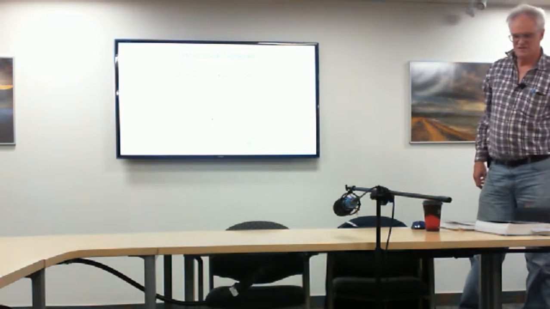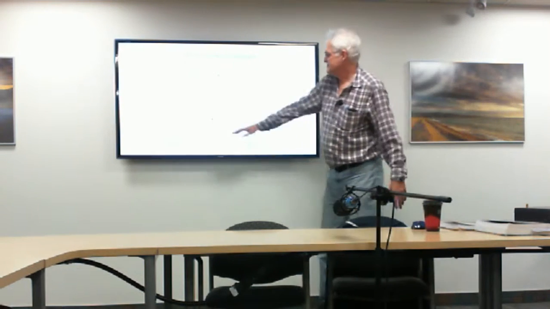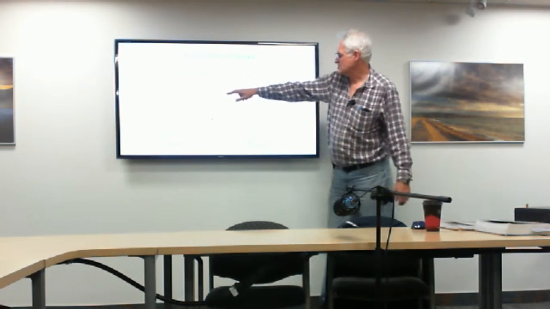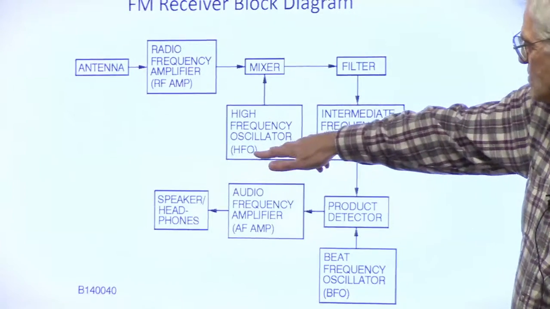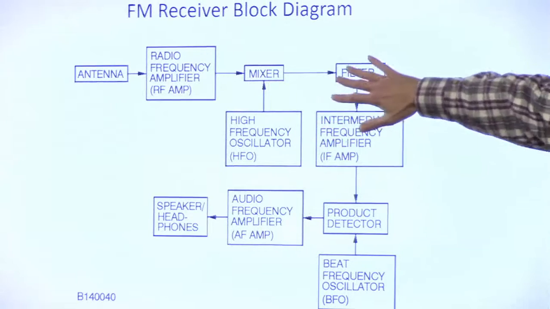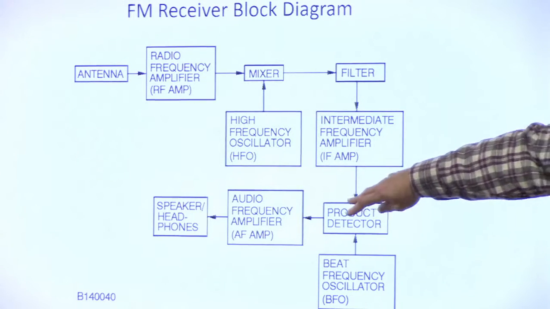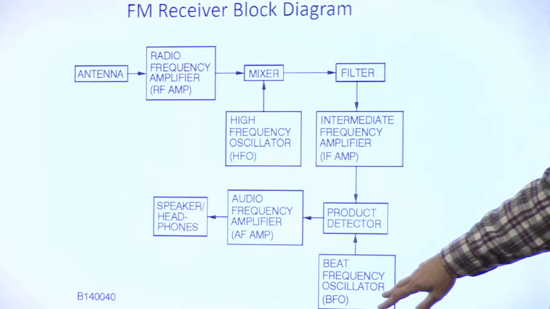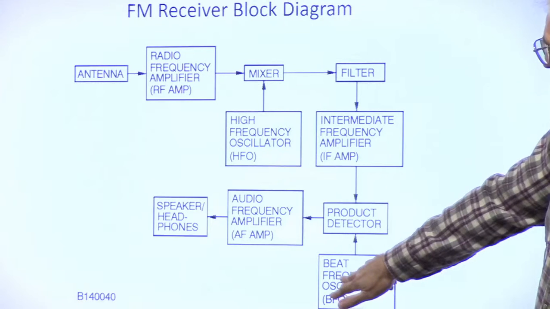Basically the same, just so we're on the same page. This is the exact one out of your books. Again, antenna, RF amplifier. In this case, they call it high frequency oscillator, mixer, filter it, intermediate frequency, product detector, and BFO.